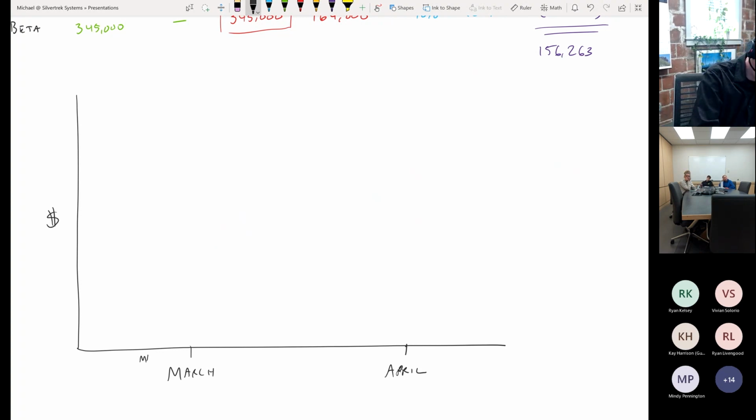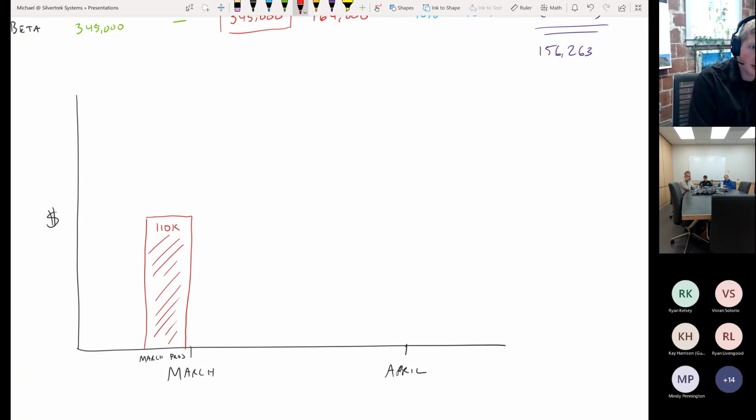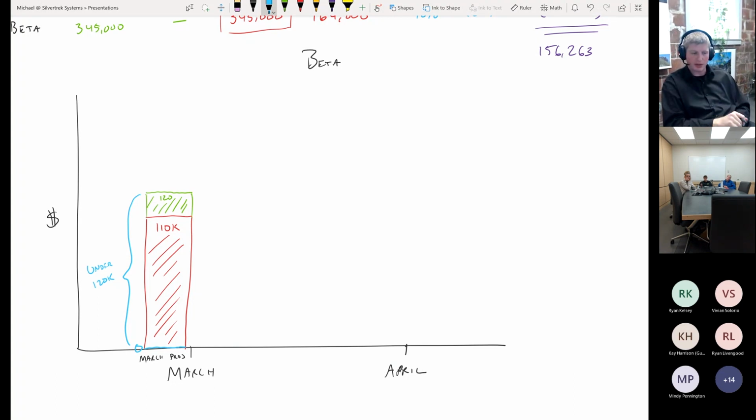So we're going to say March projection here. What happened? Well, in March, we had our cost to date of $110,000. And then we calculated our earned revenue for the beta job of 120. Okay, so our earned revenue number was $120,000. Right? And our billings was 0. Therefore, our under billings, we were under by 120,000. Okay, that's what happened in March. That's what we used when we calculated March.